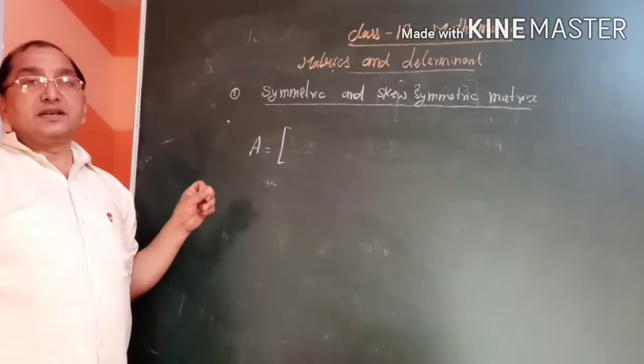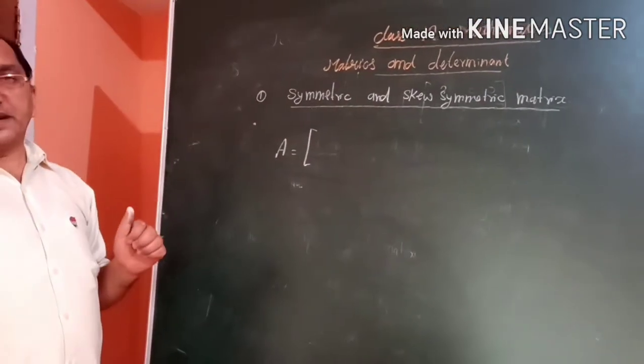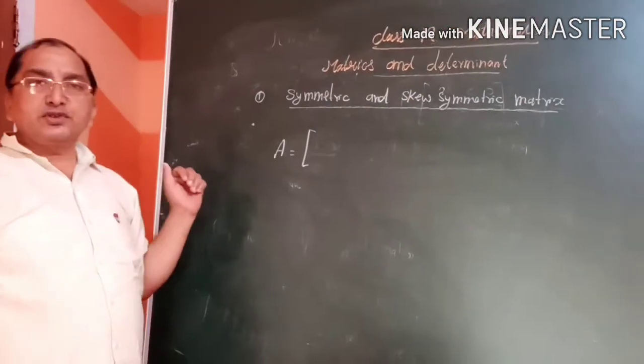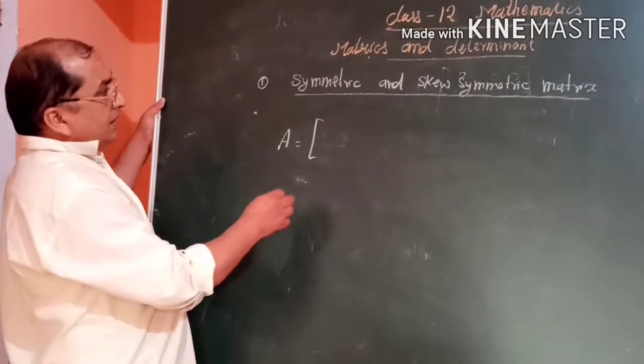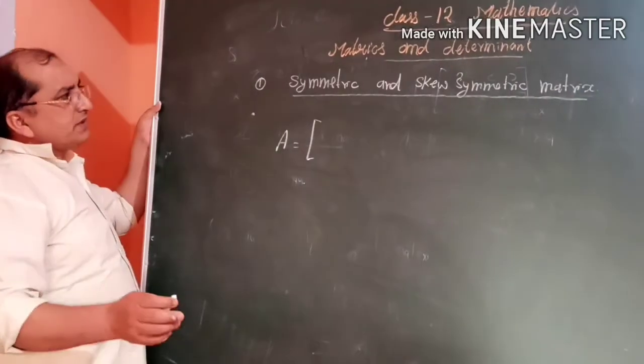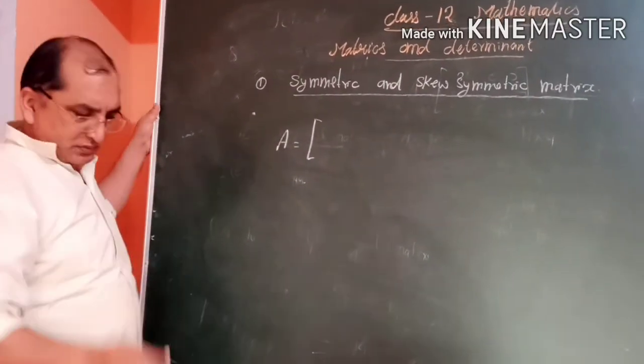Now next is symmetric and skew-symmetric matrix. What do we mean by the symmetric and skew-symmetric matrix? Before this symmetric and skew-symmetric matrix, I would like to start.